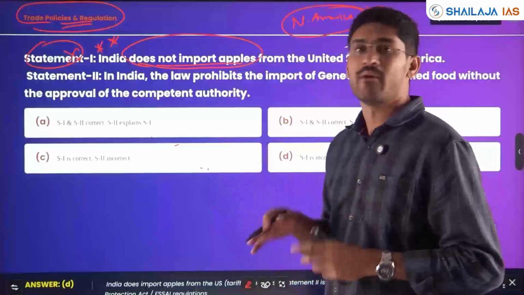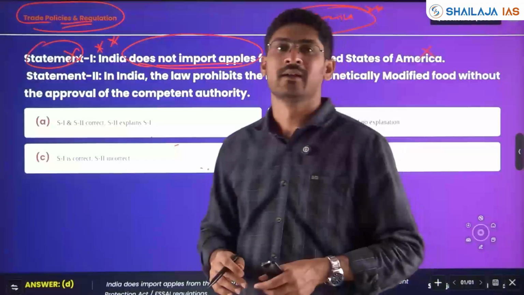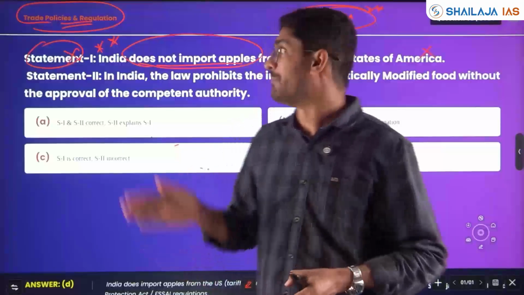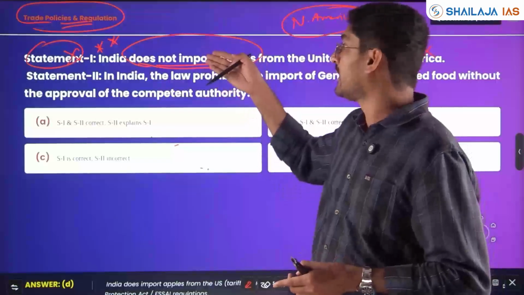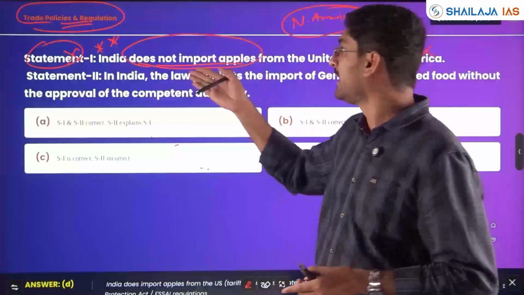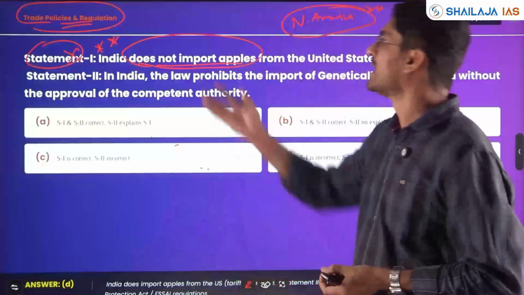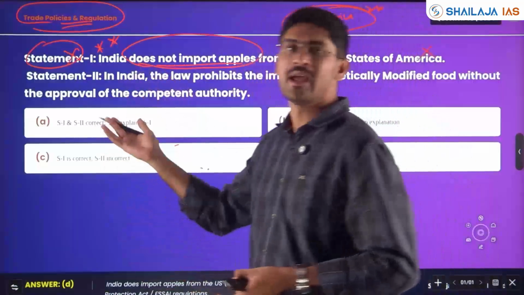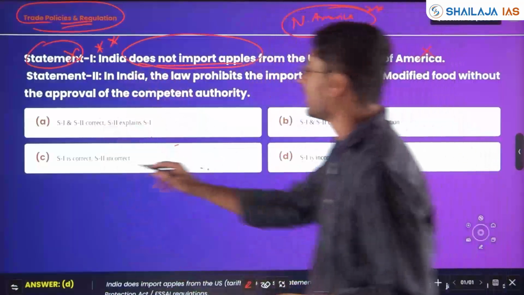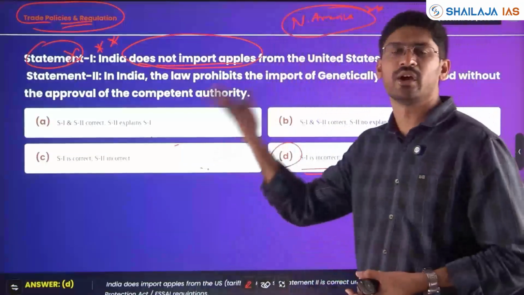"India does not import apples." A blanket statement will definitely be wrong. Okay, I don't know exactly the statement, but seeing that it is a blanket, authoritative statement, it will be wrong. Even if one container of apples comes, the statement will lay flat. So statement 1 is wrong. If statement 1 is wrong, directly I can get to the answer. Statement 1 is incorrect. Statement 2, I need not go.